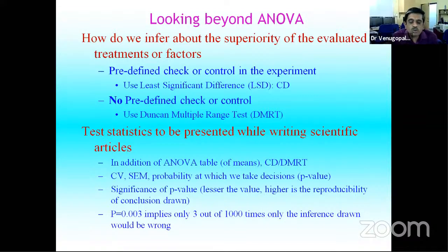So the same two researchers are coming out with the same result. Whom to believe? Suppose the first researcher says that my p-value is 0.003. That means only 3 out of 1,000 times, the inference he is drawing from conducting the experiment is expected to go wrong. So this p-value attaches importance to the inference we are drawing at the end of the day.